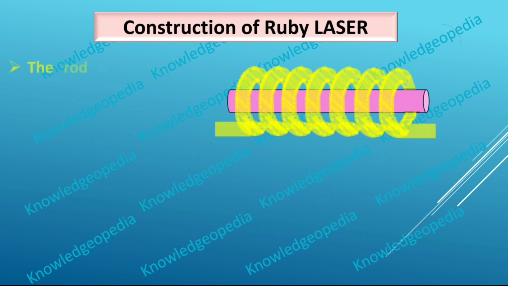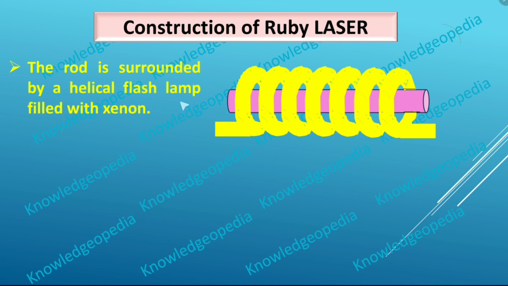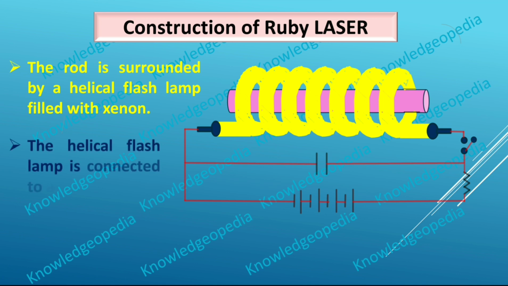Now this rod is surrounded by a helical flash lamp which is filled with xenon. So this is the ruby rod and this is the helical flash lamp which is filled with xenon. So this ruby rod is surrounded by this helical flash lamp. And this helical flash lamp is connected to a power supply.